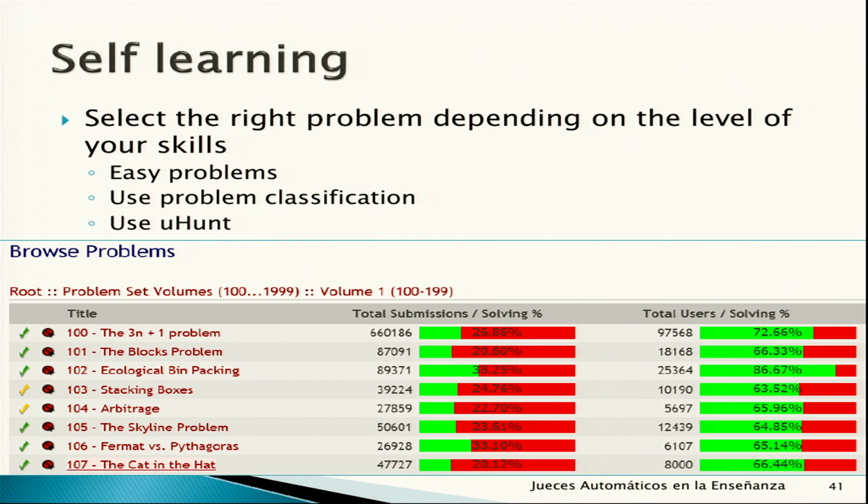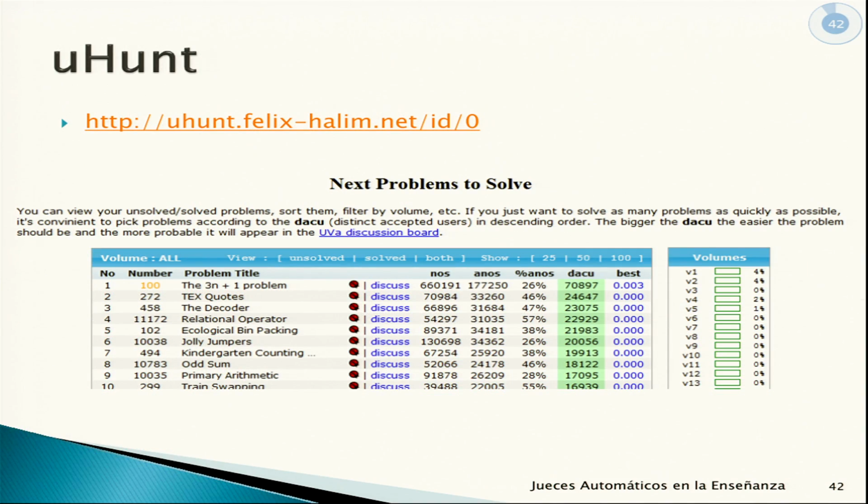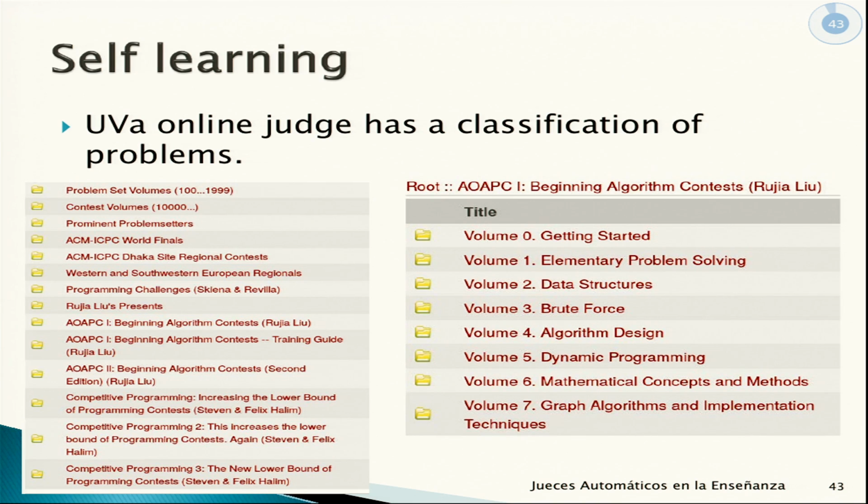Another good thing you can try is the problem classification. If you are not good at classifying problems, use the classification of the judge. I think I have a slide here. Yes, if you browse the problems in the judge, there are a lot of classifications. I took one of them. So here you have the problems that you should use to start.